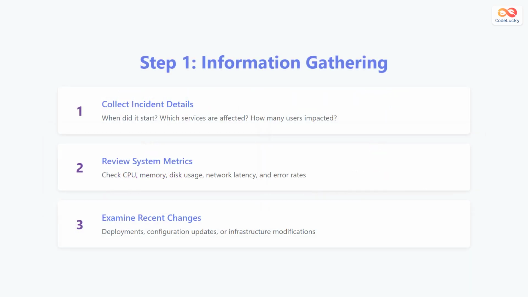The first step of initial diagnosis is information gathering. Start by collecting incident details. Ask when the issue started, which services are affected, and how many users are impacted. Next, review system metrics including CPU usage, memory consumption, disk space, network latency, and error rates. These metrics give you a clear picture of what is happening in your infrastructure. Finally, examine recent changes. Check for recent deployments, configuration updates, or infrastructure modifications that might have triggered the incident. This comprehensive data collection forms the foundation for everything that follows.